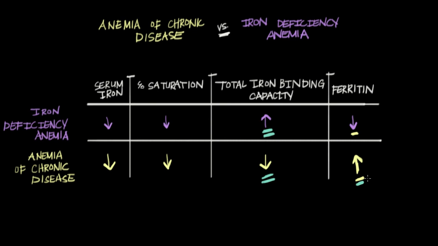So, in summary, those are some of the differences between anemia of chronic disease and iron deficiency anemia, which again, you really rely on these iron studies to differentiate between because they present very similarly. What's important to keep in mind is that these are both microcytic anemias.